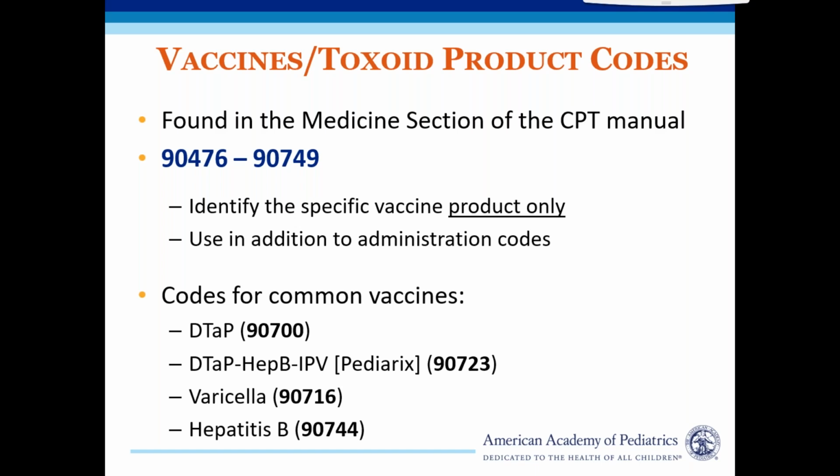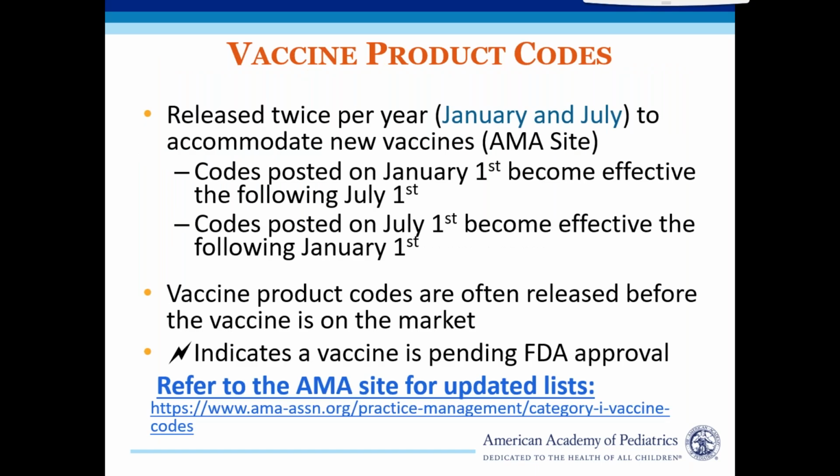As most of you know, they are found in the medicine section of the CPT manual, which is at the end of the manual. It identifies the specific vaccine product only. Again, this has nothing to do with the administration. And some common codes. Some of you might even know these. I still remember the DTaP, the 90700. The Pediatrics 90723, varicella 90716, and the Hep B 90744.